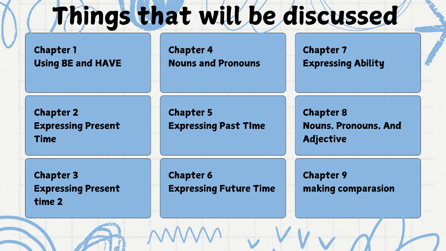As the introduction implied, today we will be discussing Chapter 1 through to Chapter 9. From Chapter 1, Using Be and Have, Chapter 2, Expressing Present Time, Chapter 3, Expressing Present Time Part 2, Chapter 4, Noun and Pronoun, Chapter 5, Expressing Past Time, Chapter 6, Expressing Future Time, Chapter 7, Expressing Ability, Chapter 8, Noun, Pronoun, and Adjective, Chapter 9, Making Comparison.